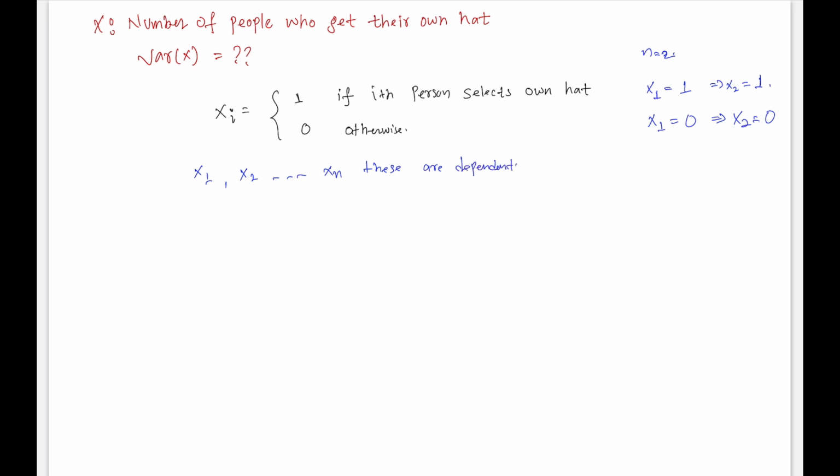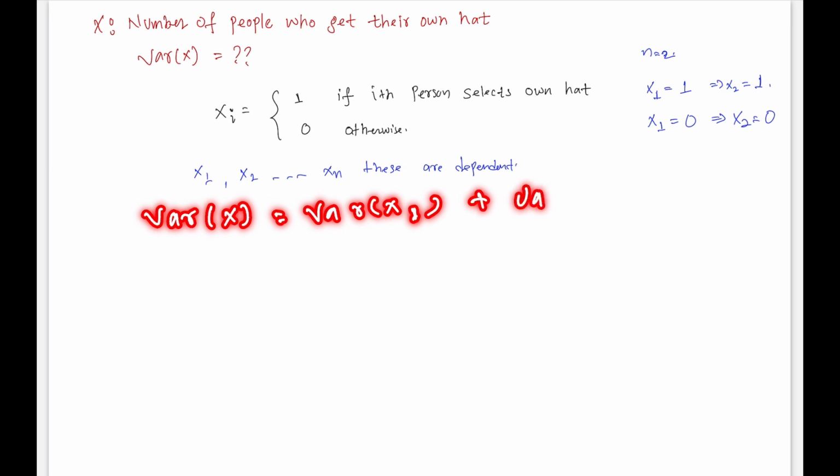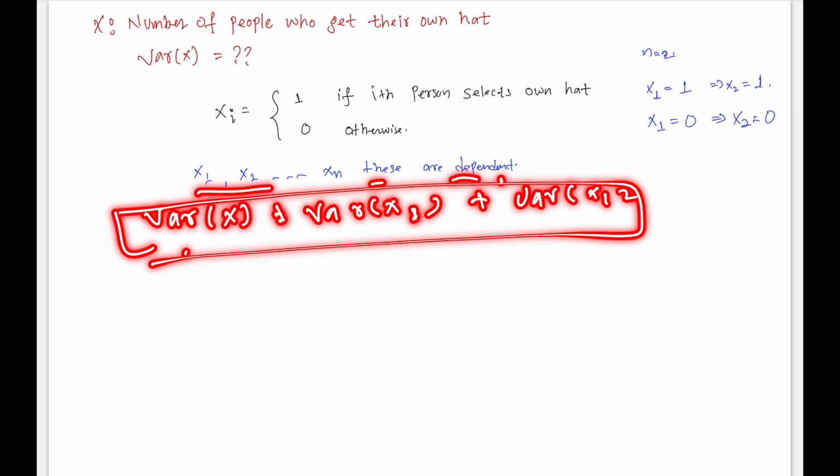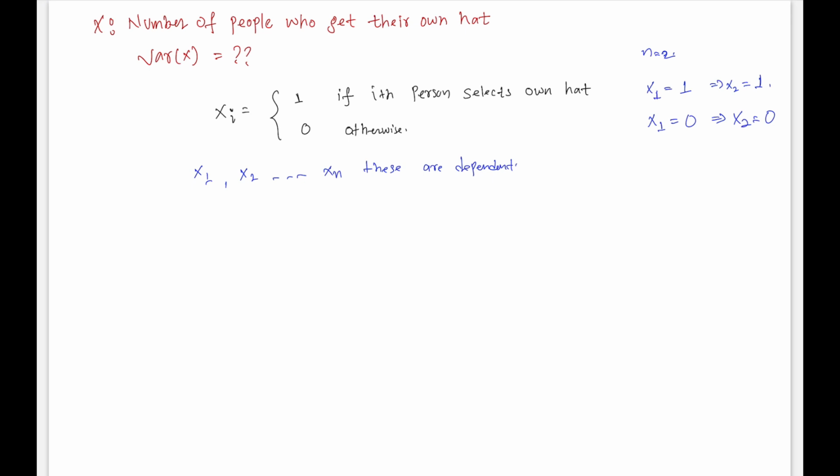So we cannot use this property of variance, that the variance of this random variable x would be the summation of these individual variances. We will not be able to use this, because if they were independent, then we would use it, but not now. What we can do is use the alternative, general formula of the variance. We have seen that the variance of random variable x is equal to the expectation of x square minus the expectation of x whole square.